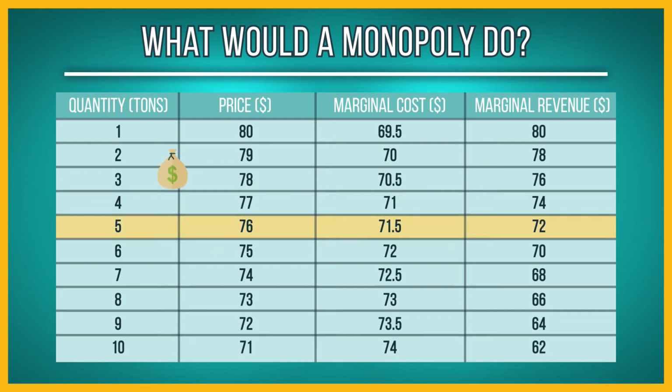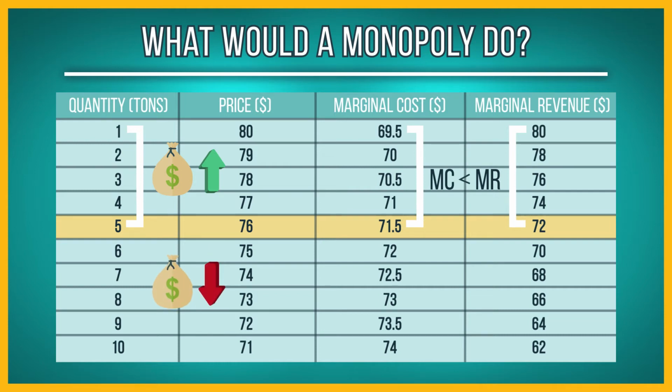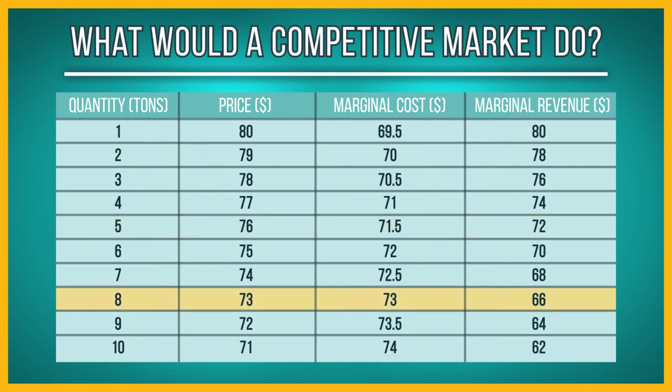The monopolist's profit increases as output increases from 1 ton to 5 because marginal revenue is greater than marginal cost. The monopolist's profit decreases as output increases from 5 tons to 10 because marginal revenue is less than marginal cost. A competitive market produces 8 tons of steel because price equals marginal cost when quantity is 8 tons.